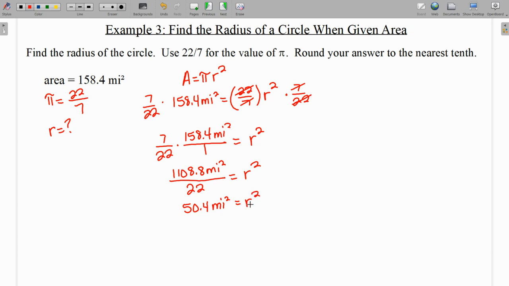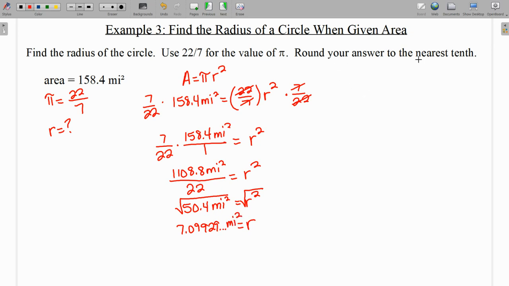Now, this r squared is the same as saying r times r. So I don't want two r's, I just simply want one of them. So what I need to do to break this apart and get a single r is take the square root of this r squared. Now, what I do to one side, I must do to the other as well. So if I take the square root of r squared, that's going to leave me with r, the radius, what I'm looking for. And then in my calculator, I'm going to take 50 and 4/10 and take the square root of that, which is going to give me something like 7.09929, and it's going to keep going on, and that's going to be in miles.